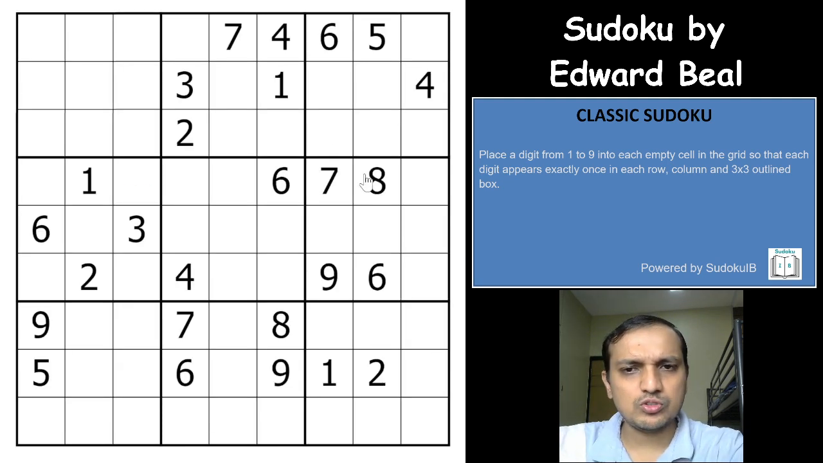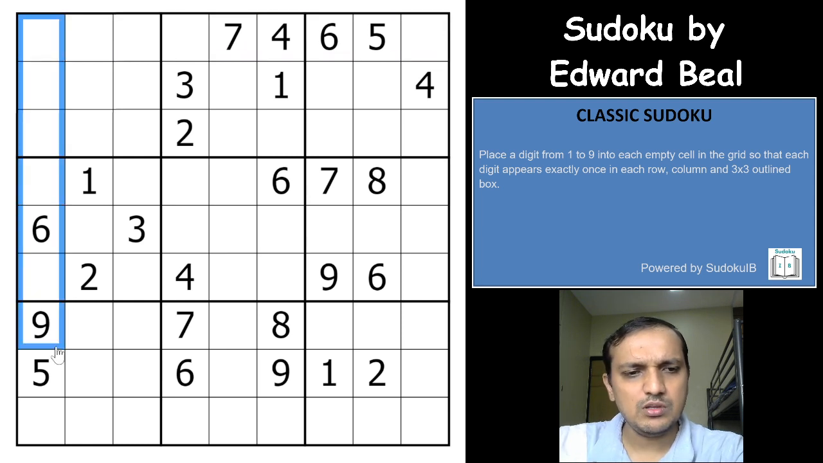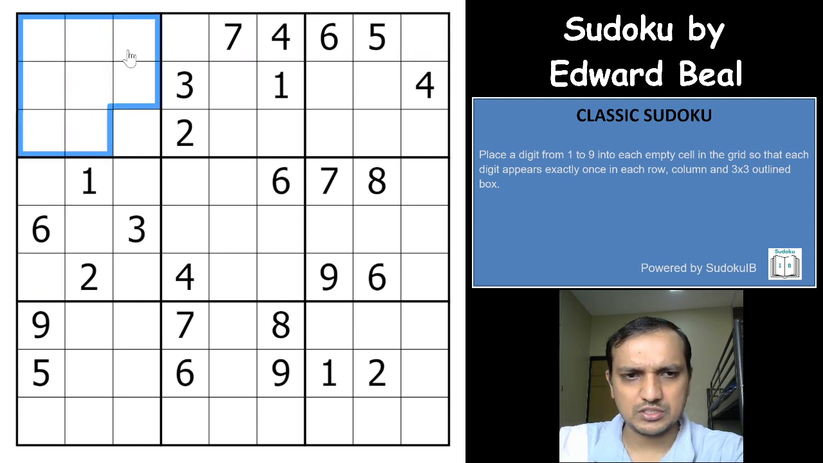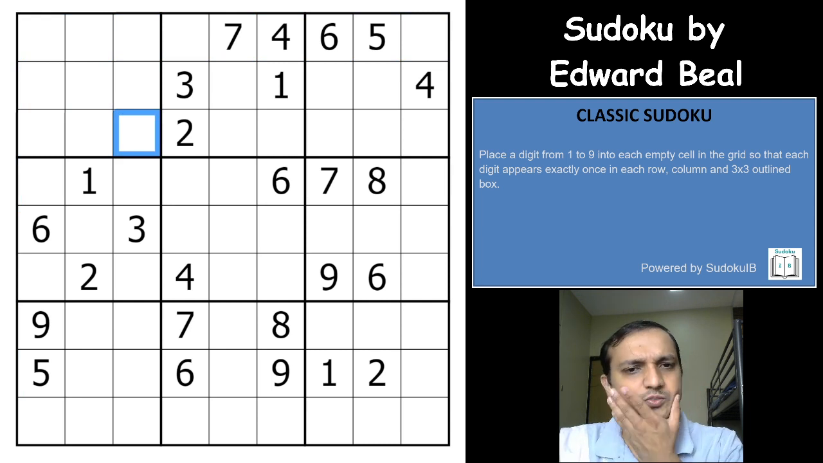Classic Sudoku rules apply. You need to place digits from 1 to 9 in each row, each column, and 3x3 box without repetition. And with that, let us start solving this Sudoku.